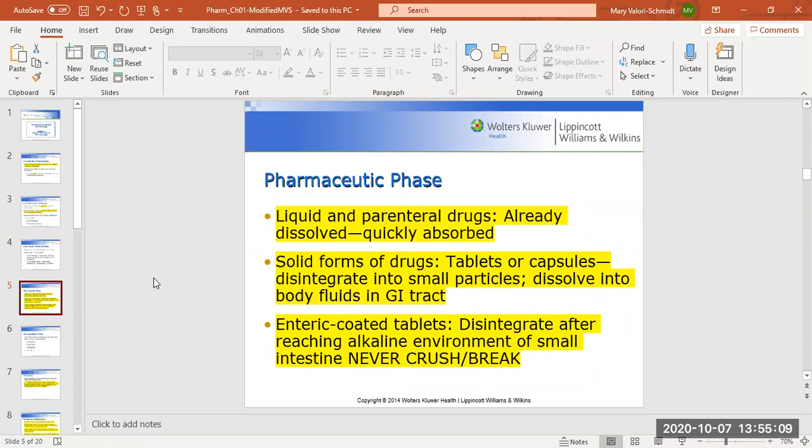And then there are things like extended release, long acting, and enteric coated tablets. So enteric coated tablets, why are they coated? They're meant to not break down in the stomach. That coating protects them from the acid in the stomach. So they stay whole in the stomach. They get broken down in the small intestine. So they should never be broken or crushed, okay?